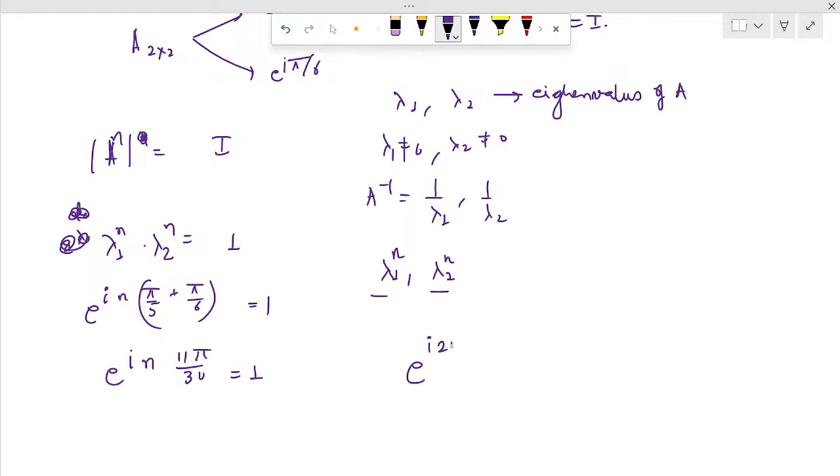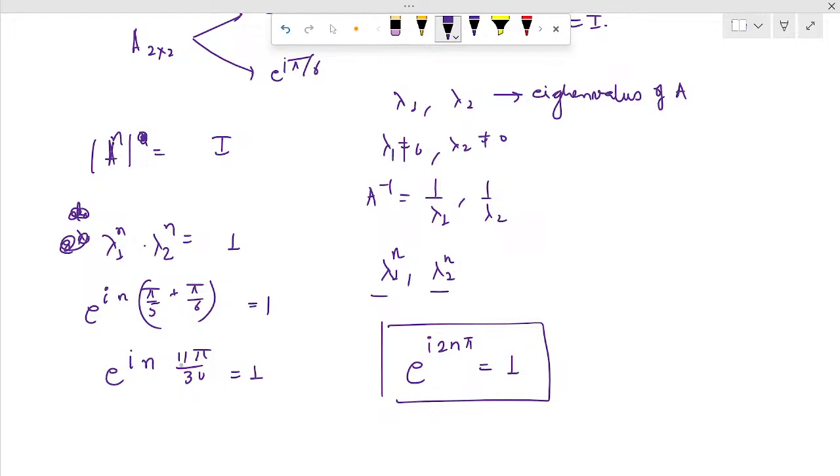What is e power iota 2n pi? Only e power iota 2n pi can be 1. Remember, e power iota 2n pi can be 1. So it implies that whatever comes in the numerator should be an even multiple. If I take n equal to 30, it is not going to give me an even multiple, because 30 cancels 30 and we'll have e power iota 11 pi. E power iota 11 pi would be minus 1. That would be an odd multiple.